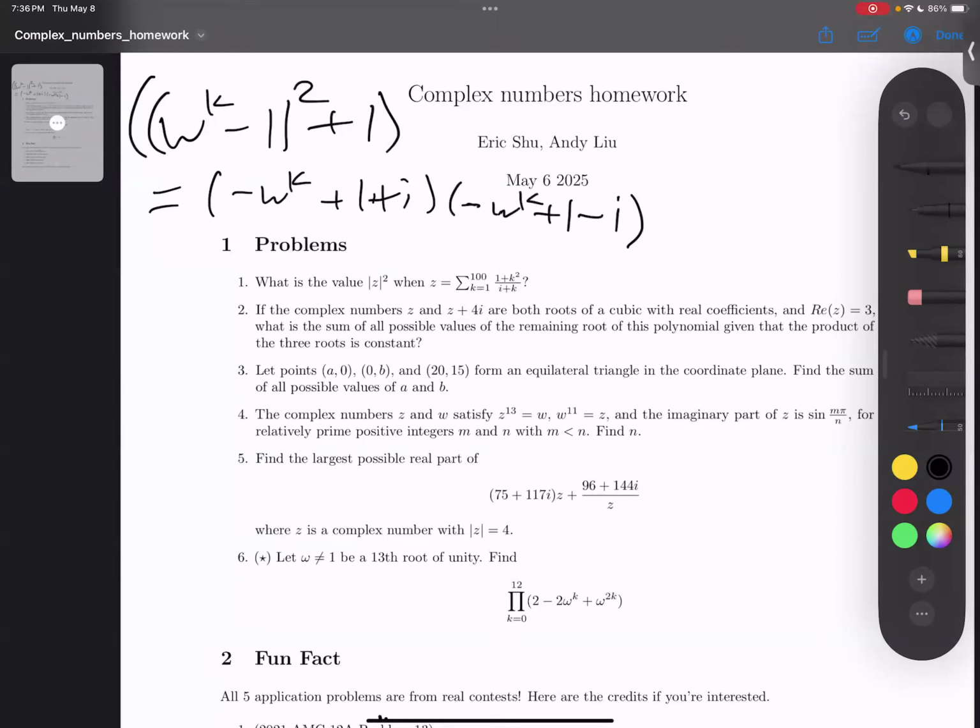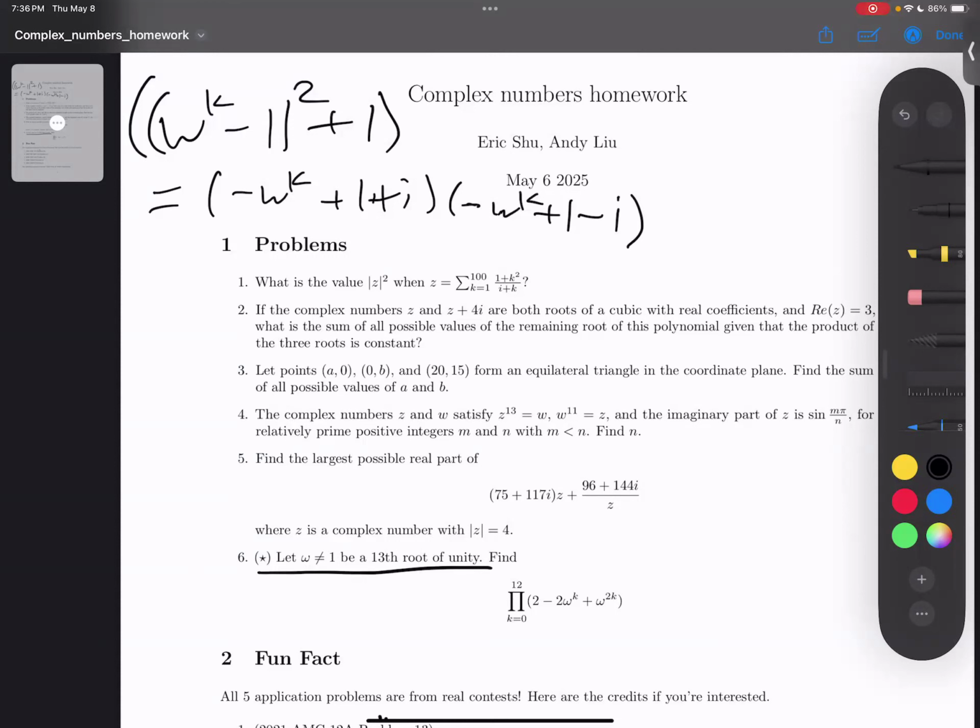Okay, after that, let me see if I understand the solution. Oh wait, I see how you do it. Wait, no, I see how you do this. Okay, wait, watch me cook, okay? So since we know that omega, I mean, this is an AIME number 13. Okay, it shouldn't be that bad.